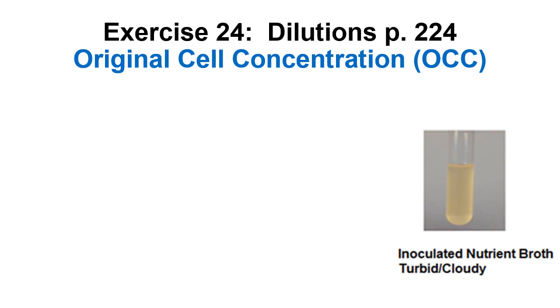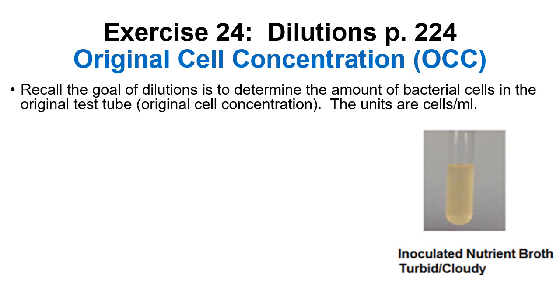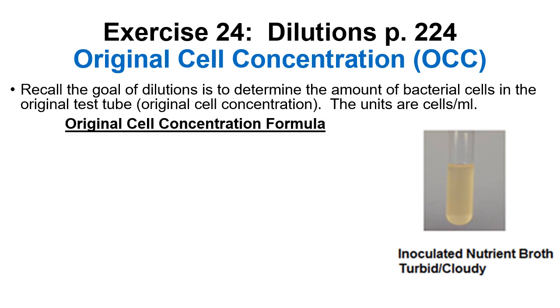So we started off with a broth, in this case of E. coli. We did a serial dilution using dilution bottles. We then plated those, added agar, allowed them to grow, and then we're going to see colonies. Recall the goal of dilutions is to determine the amount of bacteria cells in the original test tube. This is the original cell concentration. Original meaning the initial, cell meaning how much, and concentration also meaning how much. The units for this are cells per milliliter.